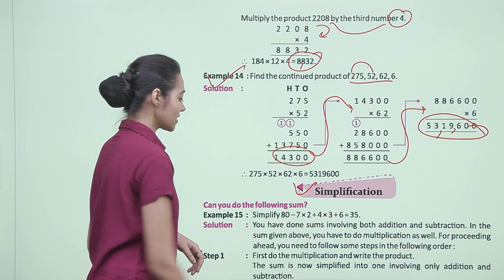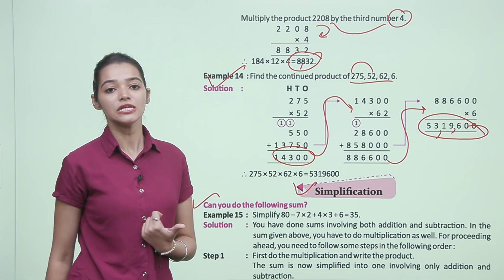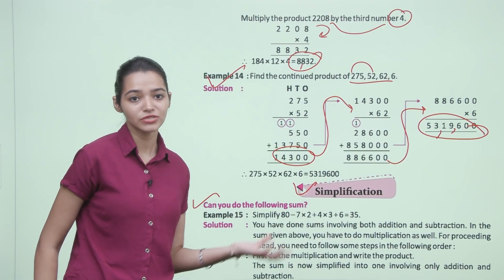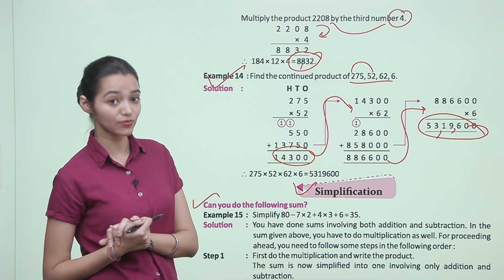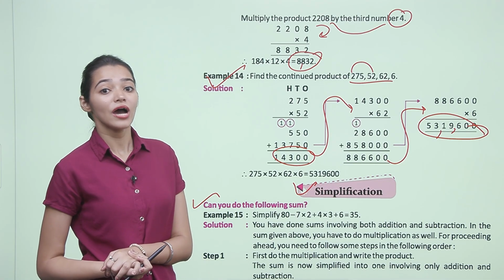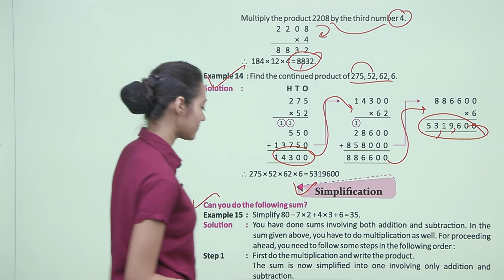Now let's start with simplification. Can you find the following sum? We have to find this sum. Now let's look at example number 15. We have to simplify it. Firstly, we have to do sums that involve addition and subtraction. In the sum above, you have to do multiplication as well. For proceeding ahead, we need to follow some steps.